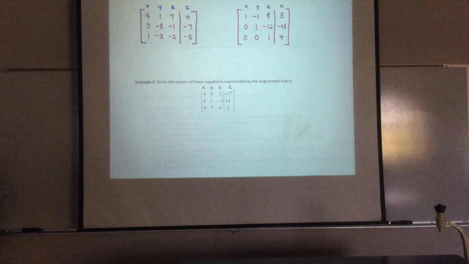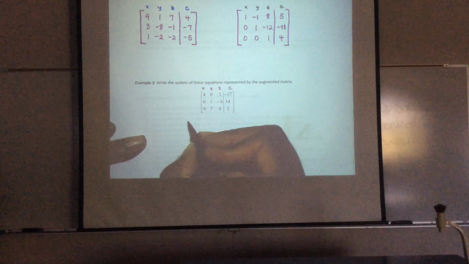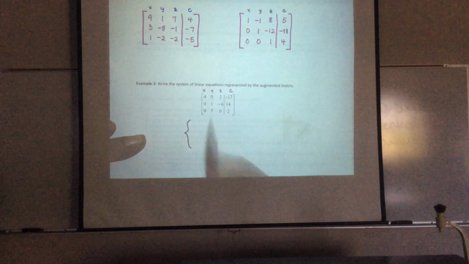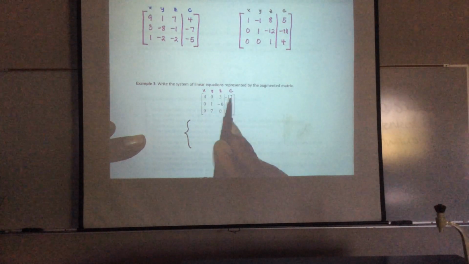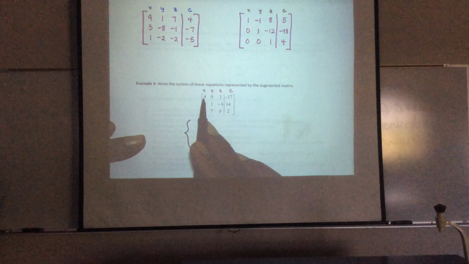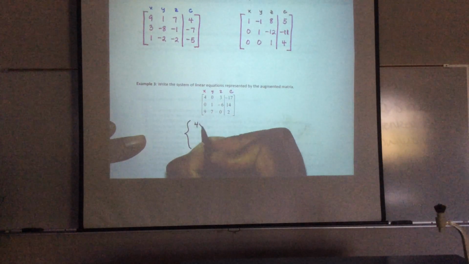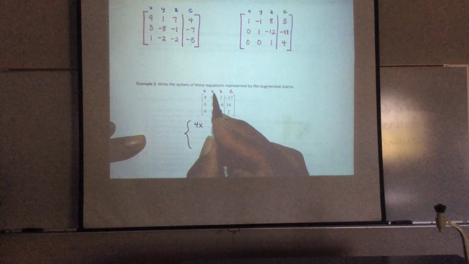And of course, here to write that system of equations, we have the augmented matrix here. We look across here. The first row is the first equation. This 4 represents the coefficient of x. That would be 4x. The 0 is the coefficient of y.